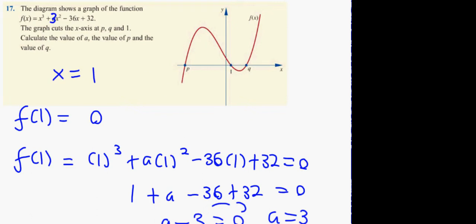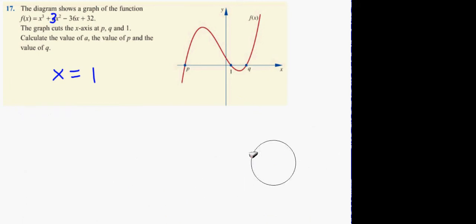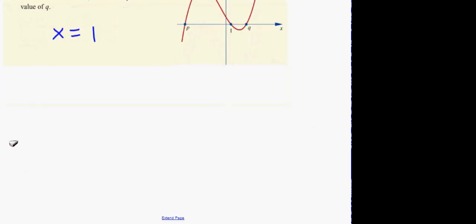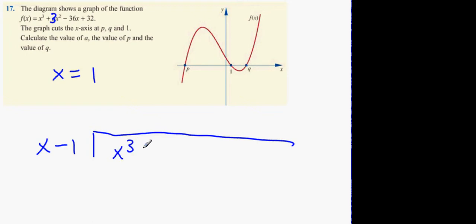Now, because x equals 1 is a root, this means that x minus 1 is a factor. Okay, so x minus 1. So what we're going to do is divide x minus 1 into x cubed plus 3x squared minus 36x plus 32. Now, if it doesn't divide in equally, I may have made a mistake. If it divides in equally, we should be right.